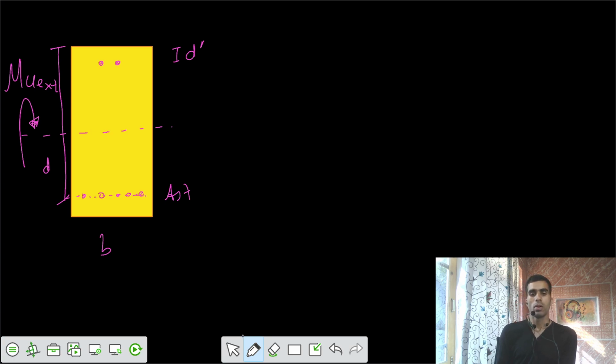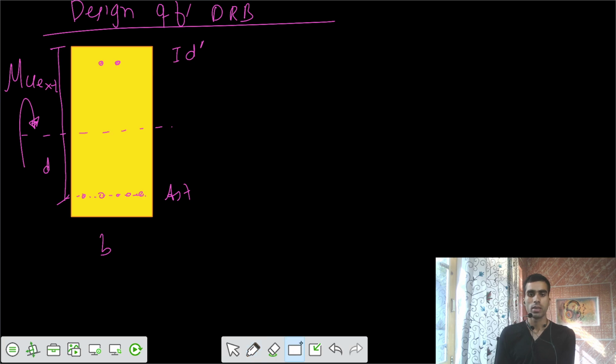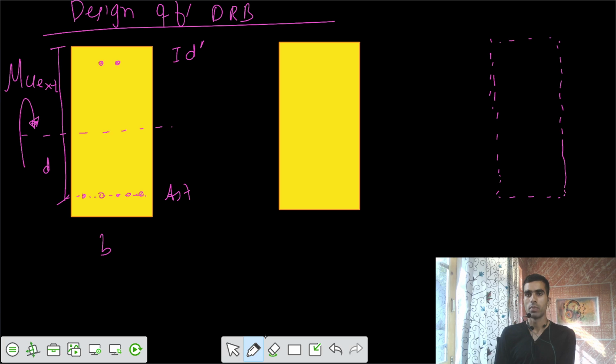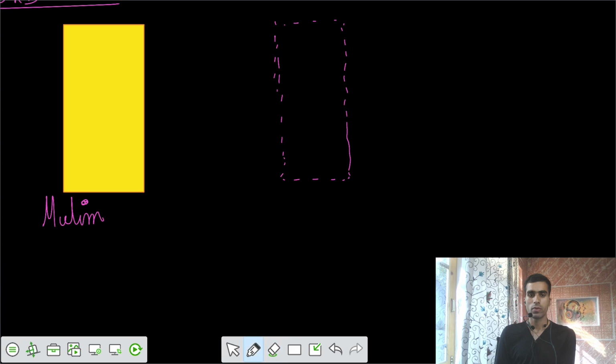Now we say that we can equate it in terms of two beams. One of the beams looks like this, and one of the beams looks like this. One of the beams is an imaginary beam, and for this one we say it has a moment of resistance equal to MU limiting, the limiting moment of resistance, and this one is going to resist a moment of MU2.